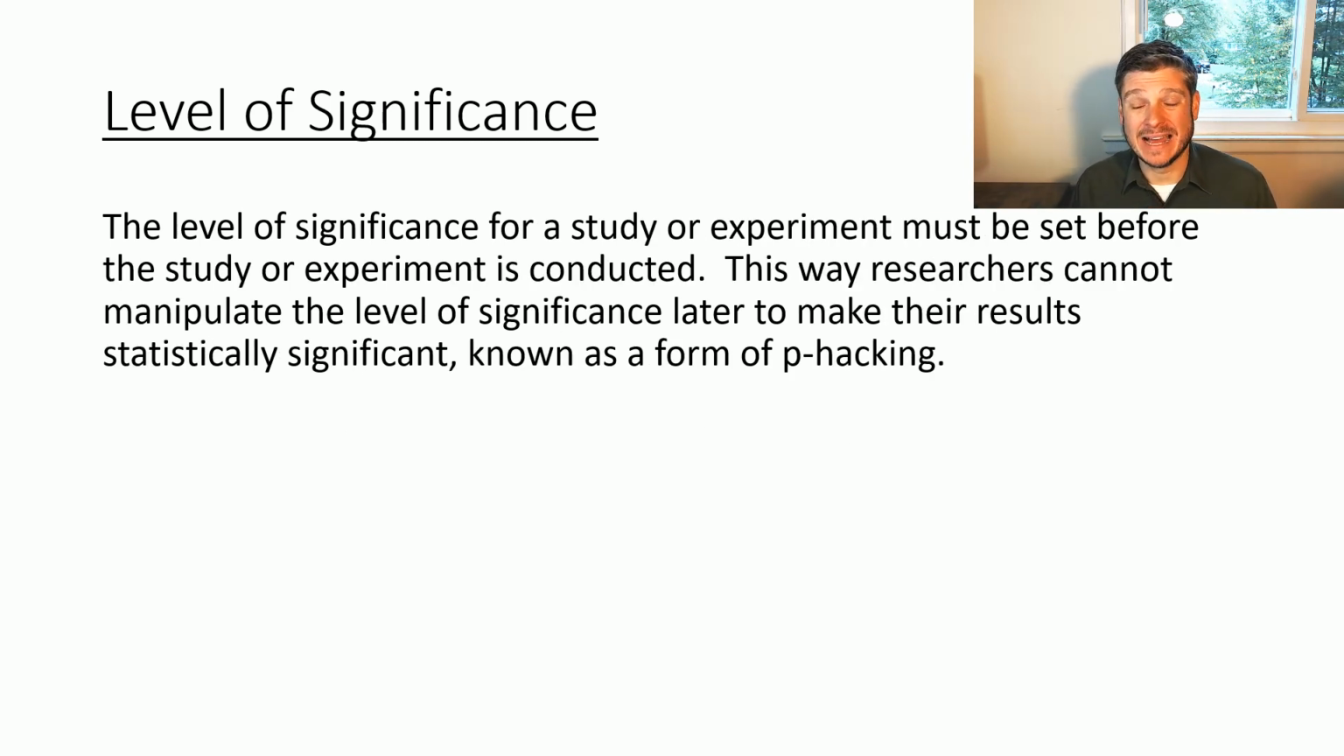All right. Now, as I mentioned before, this is really, really important for the context of how the world works in terms of scientific studies. That level of significance for a study must be set before the study is actually conducted. Along with the null hypothesis and the alternative hypothesis, we need that level of significance so that researchers can't go back in later and do what's called p-hacking to make their results significant when they really shouldn't be.